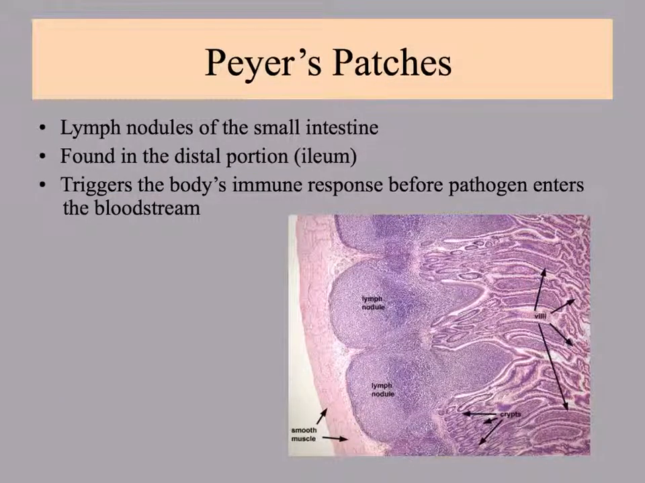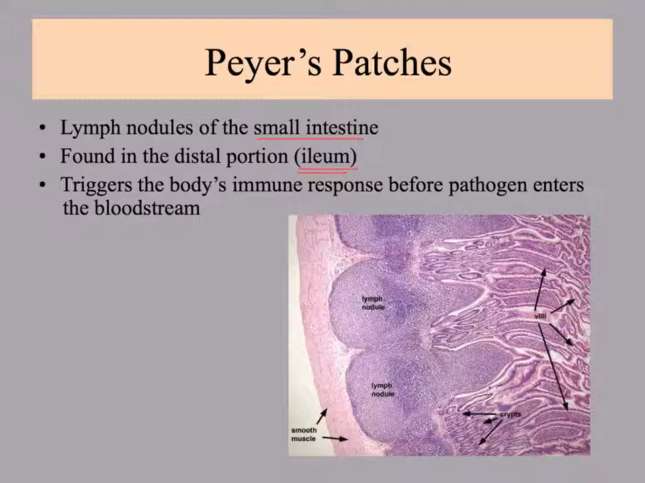Another type of lymph nodule, or grouping of lymph nodules that you probably have not heard of, are Peyer's patches, and these are found in your small intestine. In fact, they're found in the farthest part of your small intestine, which is known as the ileum. And the Peyer's patches are one of the ways that we identify, because there's not really a road sign saying you're now entering a new section of the small intestine, but it's one of the ways we identify that we are in that distal portion.